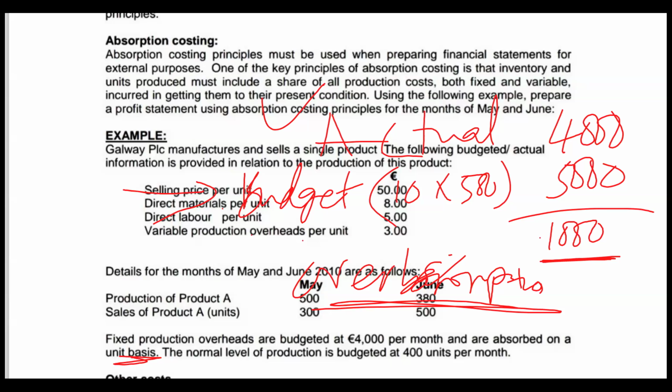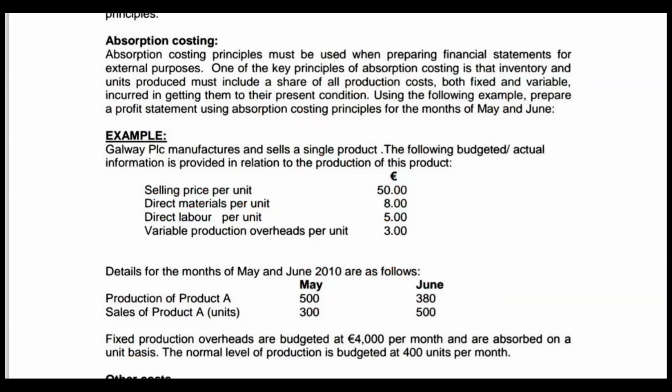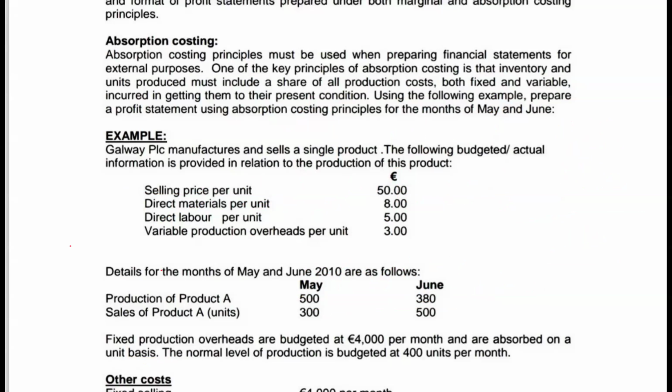Okay. So in the case of this question, we have an over absorption of how much? Of 1,000, right? So we have established we have an over absorption. Okay, that's fine. So now let's go ahead and start following our format.